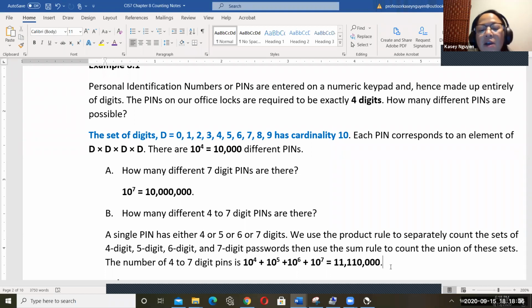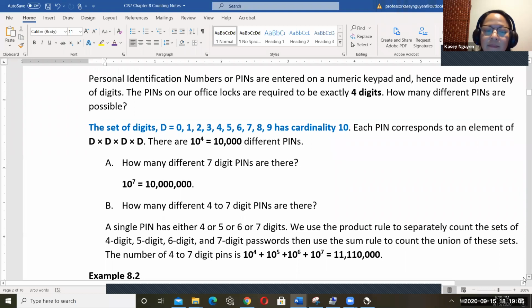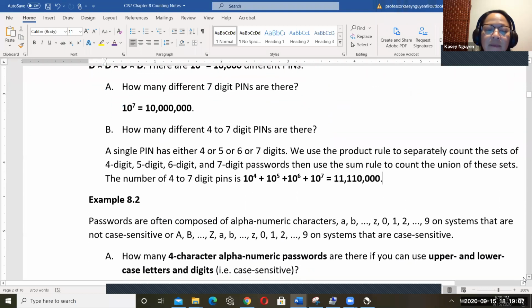So if we have multiple sets of PINs, 4, 5, 6, and 7 digits, then we apply the product rule and then add them together. You can have the union of these sets. Any questions? Okay, let's look at the next example.